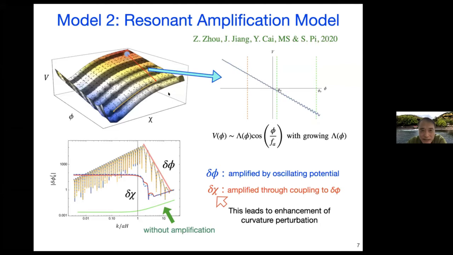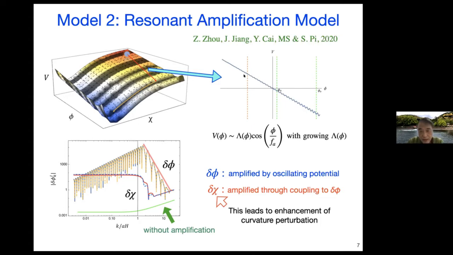Anyway, in this model, we assume an axion monodromy type potential, an oscillating potential, as shown here. But assuming that the amplitude of the oscillation becomes larger towards the end of inflation, at a certain moment the barrier becomes so large that the evolution in the phi direction stops. And then, if you add some extra chi field, the universe starts to roll down in the chi direction.